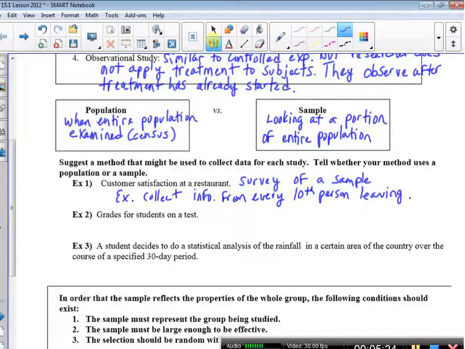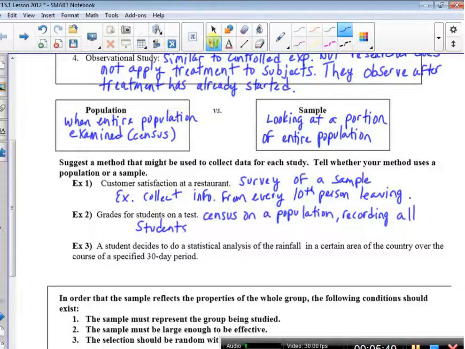Grades for students on a test, I would think would be a census on a population. It's an entire group of students, so it would be recording all students' grades on a test.